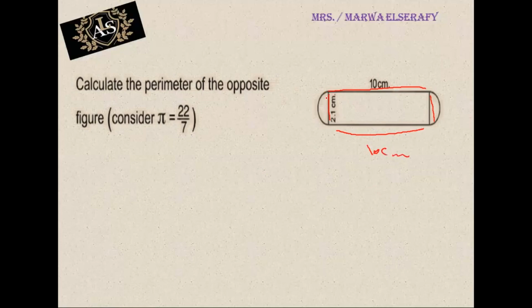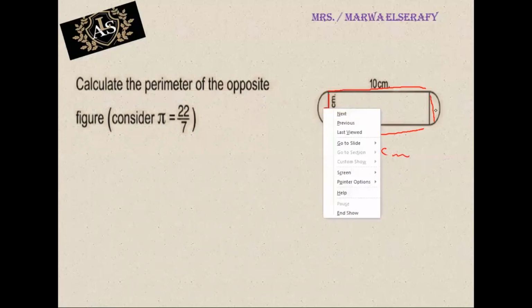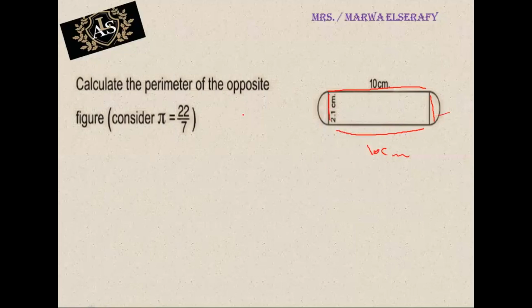And this is a diameter of a circle 2.1. If you take this half of the circle with this half of the circle, you will get one circle with diameter 2.1, and you have the two sides, this side plus this side equals 10 centimeter. The perimeter of the figure is the length of the outline.